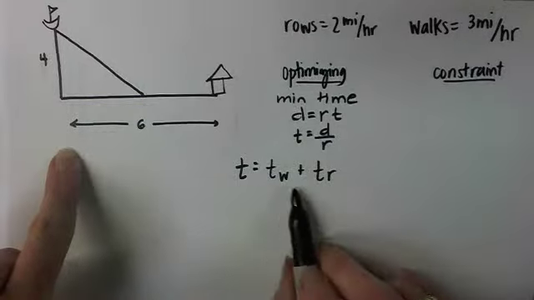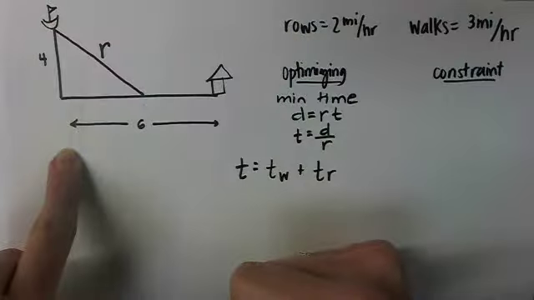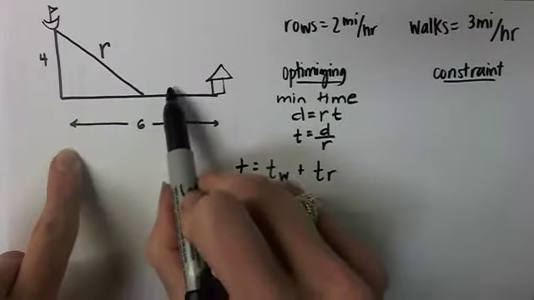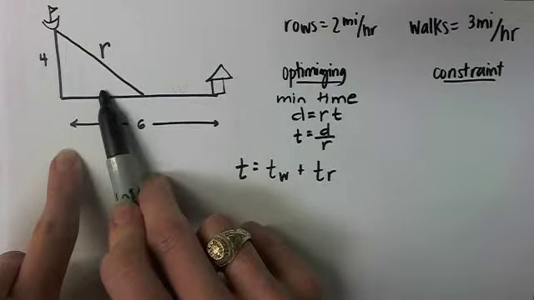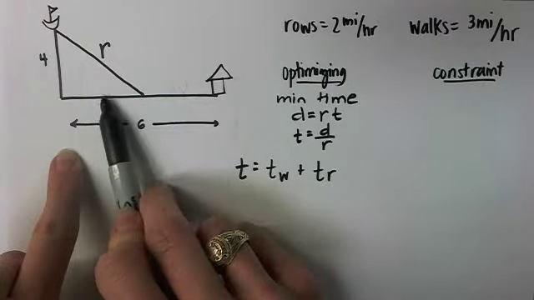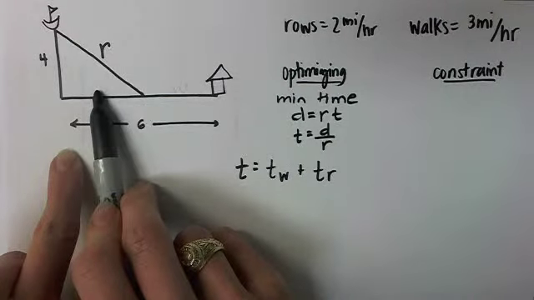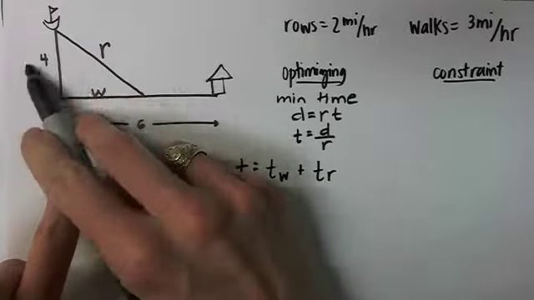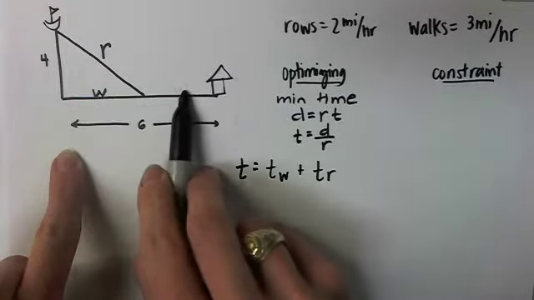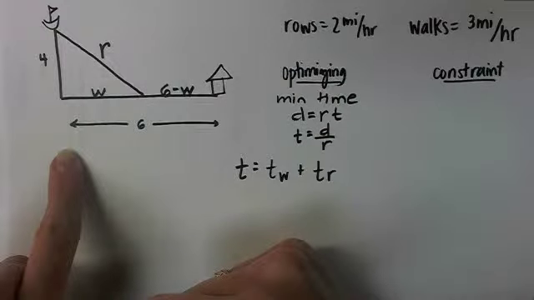We're going to need her distance walking and her distance rowing. So let's do this R for how far she's going to row. And then several of you labeled this as W for the distance that she was going to walk, which is fine. But then it makes this part of the triangle 6 minus W, which we did a problem like that in class. Since you're going to be using Pythagorean Theorem here, 6 minus W squared, it's going to give you some really messy algebra. So we're going to let this be W, so that when we set up our Pythagorean Theorem, this is much cleaner. And then her actual distance that she's walking is then 6 minus W.